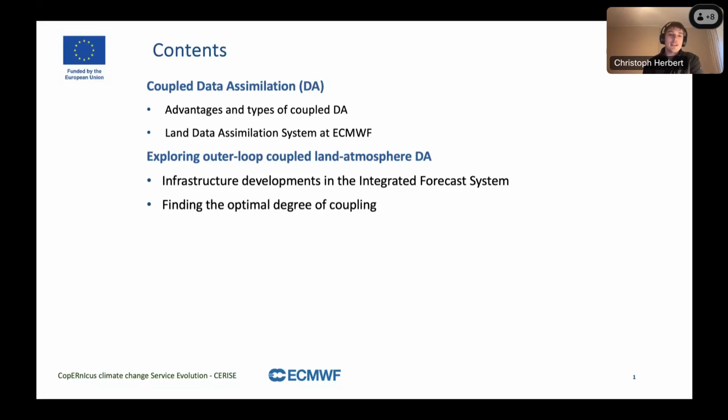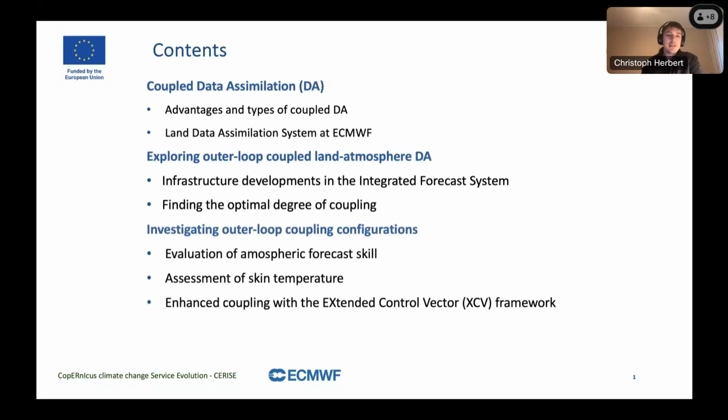So the aim was to find an optimal degree of coupling. I'm gonna come to that in a minute, what I mean with that, and then I'm gonna show you some results about how different coupling configurations were assessed and evaluated in terms of their atmospheric impact. And then the idea is if we have an enhanced coupling possibility, we can make use of interface observations and certain frameworks we are developing at ECMWF, which I'm explaining as well.